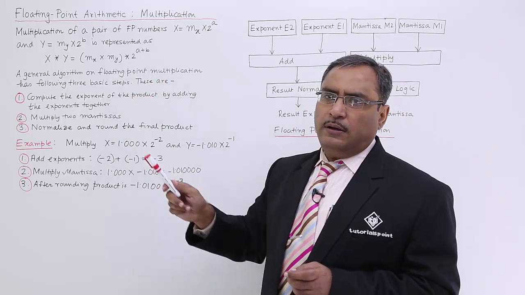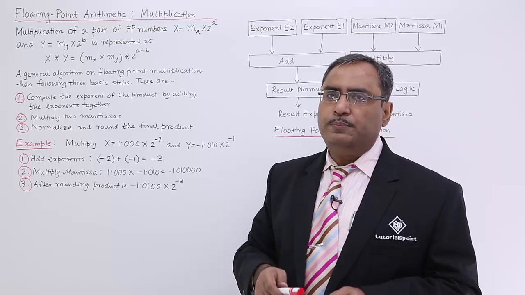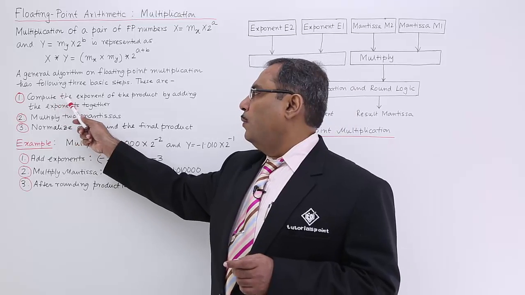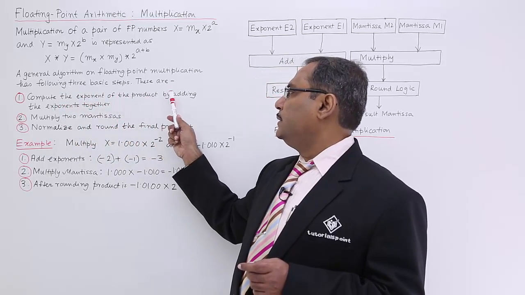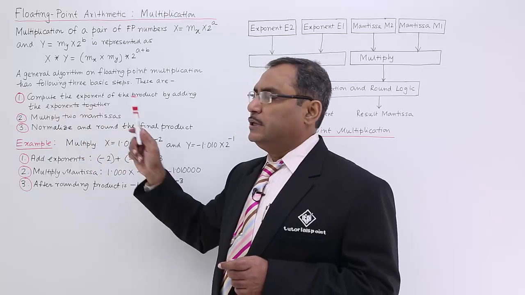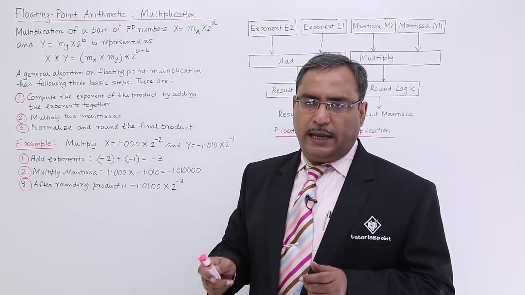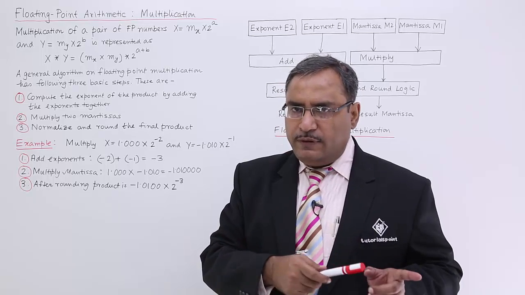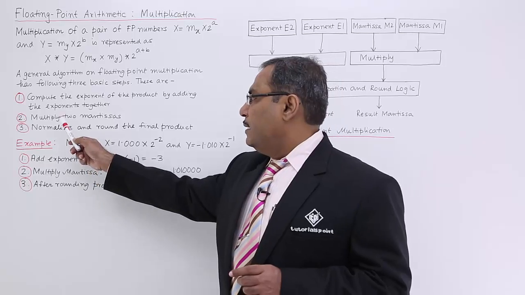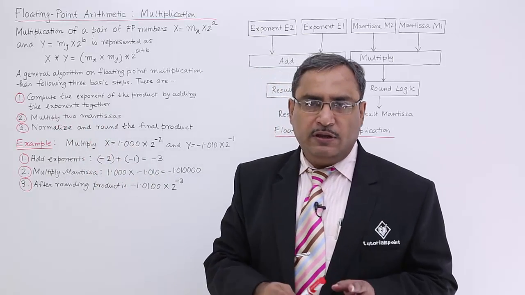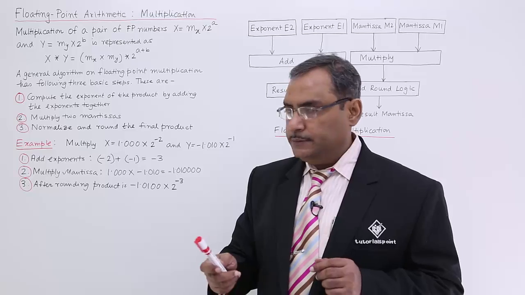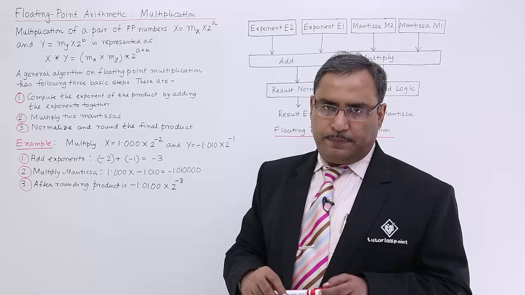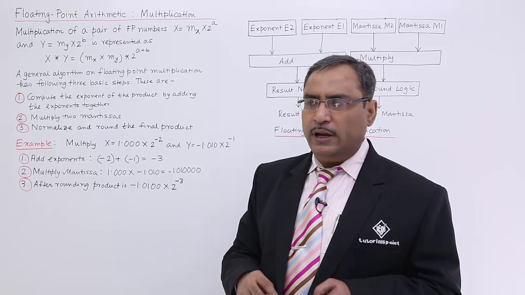If you want the general algorithm for this floating point multiplication, it requires three steps. Step number one, compute the exponent of the product by adding the exponents together. That means in the product, the exponent can be computed by adding the exponents of the input numbers. Multiply the matrices, and that will give me the matrix of the product. Normalize and round the final product will be the last step. So let me go for one example, that will be good enough for us.